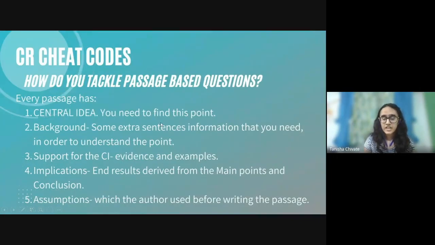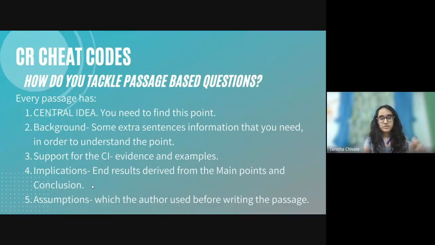Every passage has a central idea, as I said earlier. You need to find that point. Find why the author wrote it. You have some background sentences, some extra information you need to understand that central idea. You'll have some support, basically evidence and examples, surveys, statistics. All of that would come under support for the central idea. Implications, basically end results derived from the main points, and the conclusion for the same. Assumptions which the author used before writing the passage. That's all you will have in a passage.